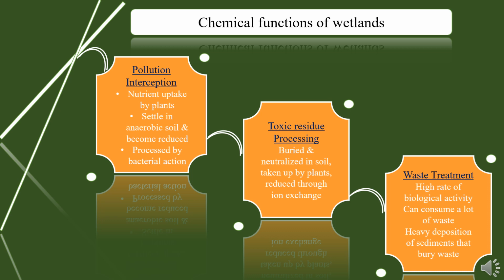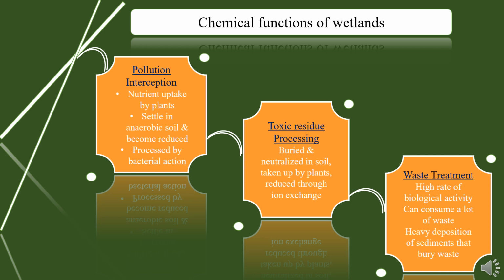These are the chemical functions of wetlands. The first one is pollution interception. It includes nutrient uptake by plants, which then settle in anaerobic soil and become reduced and processed by bacterial action. In toxic residue processing, toxins are buried and neutralized in soils, then taken up by plants and reduced through ion exchange. And large scale or long term additions can exceed a wetland's capacity.